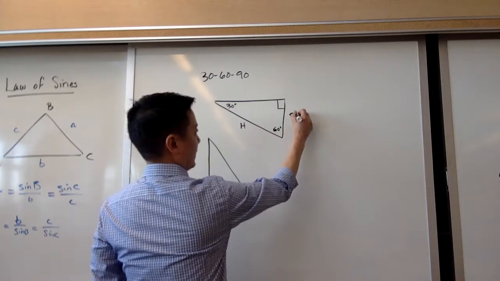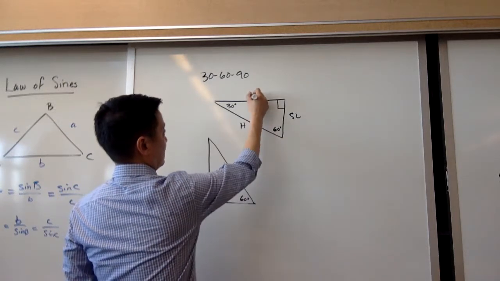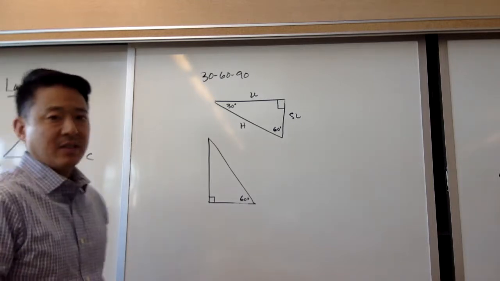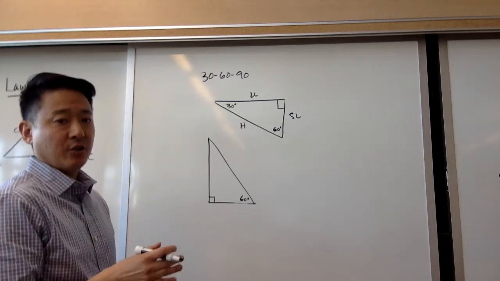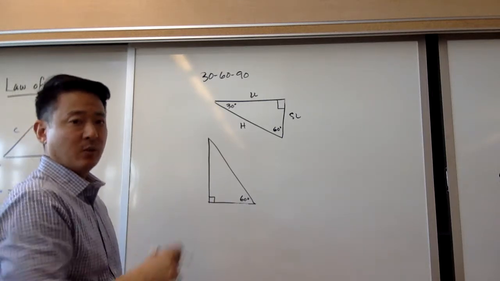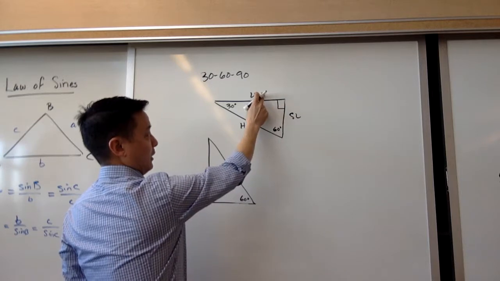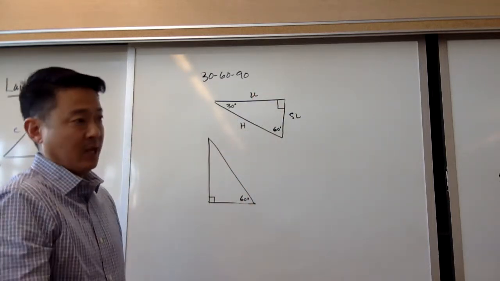So let's label that SL for short leg. And then here's the 60-degree angle, so that's the long leg. The 30, 60, 90 special right triangles are very nice because there's an exact ratio of one side to another side. So for example, if we're going from the short leg to the long leg, the long leg is longer than the short leg, but by how much?